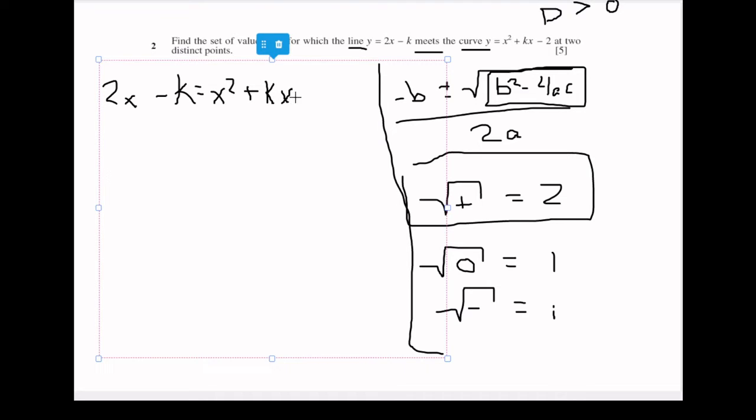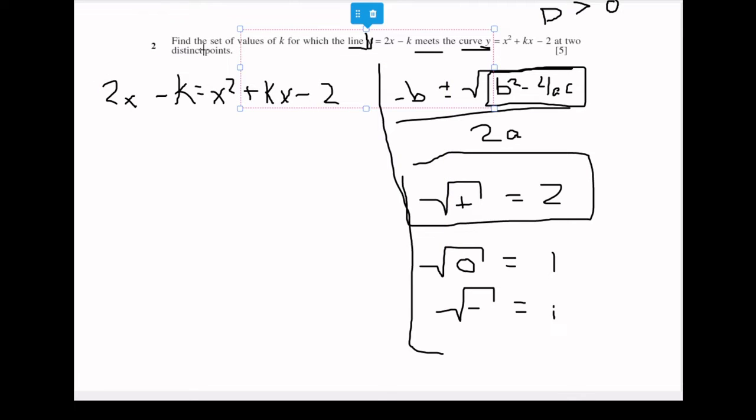kx minus 2. And the reason why we can set them equal to each other is because we have y here and we have our y here. Because if we had 2y, then we'd have to resolve it or reorganize it. We need to make sure they're absolutely the same variable, equaling each other.